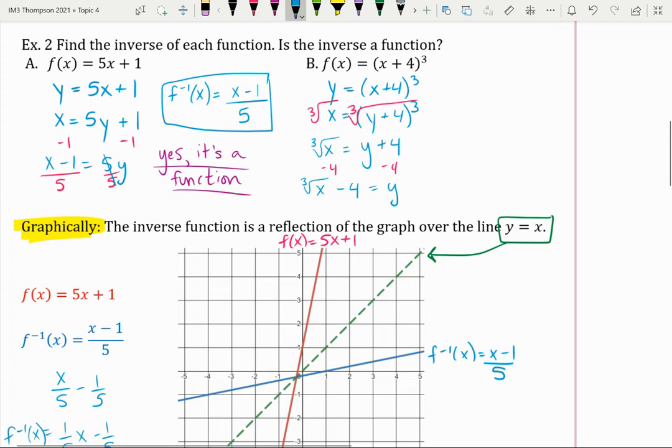And the final step, I'm just going to rewrite this instead of y. Y is confusing because I can't tell with this notation which one's the original, which one's the inverse. So I'm just going to rewrite it with my inverse notation. And I have the cubed root of x all minus 4. We're going to look at graphs before we talk about if it's a function or not.